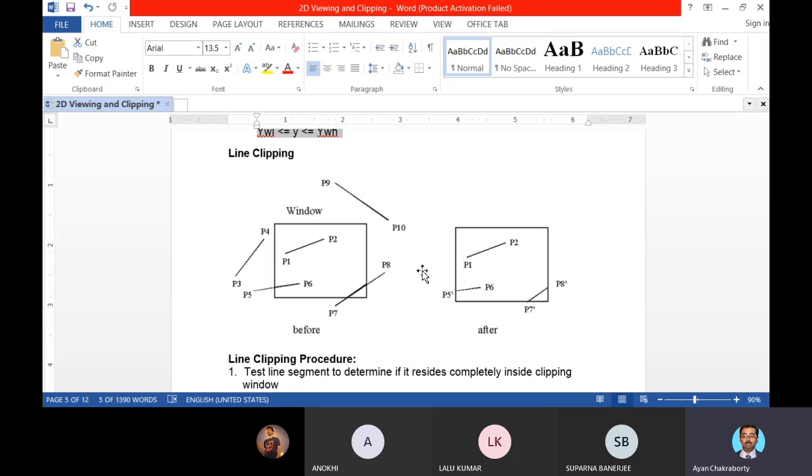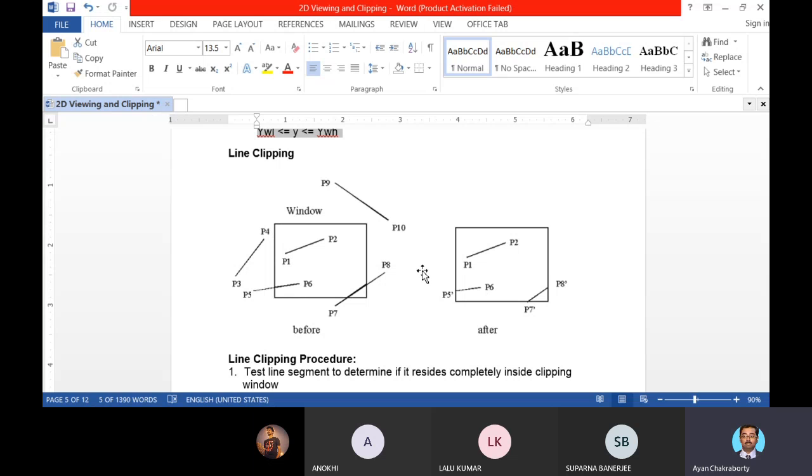Say for P3, P4, we will say that both the endpoints P3 and P4 are completely outside the window. For P5, P6, we will see that P5 is outside the window, but P6 is inside the window. So this straight line P5, P6 will be partially visible. For P3, P4, both the points are outside the window, but we can't say it is completely outside the window till now. We need another checking.